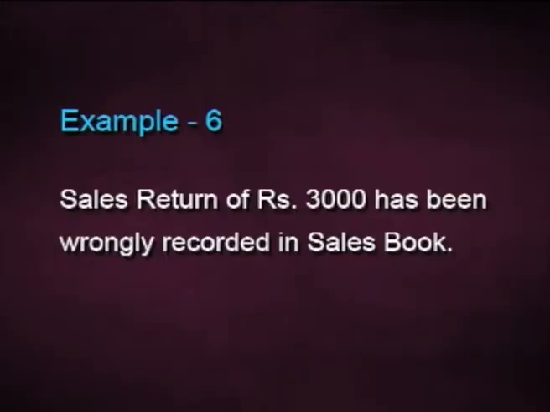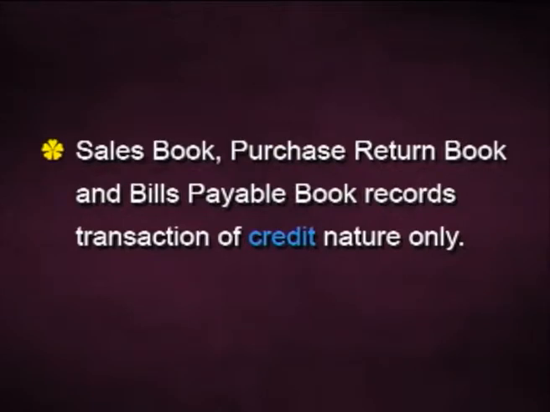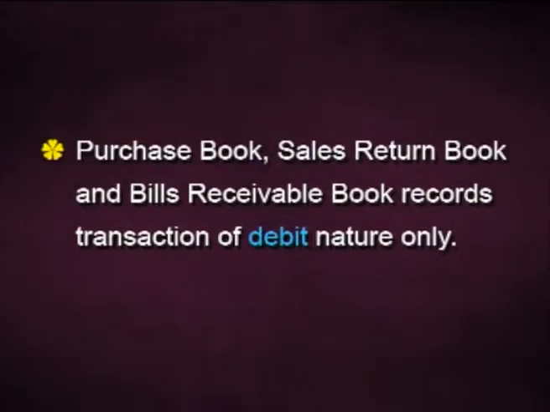Let us say one more example. Let us say sales return of rupees 3,000 has been wrongly recorded in sales book. This is an error in subsidiary book. I hope you remember that each subsidiary book except for cash book and journal proper has only one amount column and transaction of one nature only, that is either debit or credit, are recorded in each book. Recall that sales book, purchase return book and bills payable book records transaction of credit nature only. Similarly, purchase book, sales return book and bills receivable book records transaction of debit nature only.